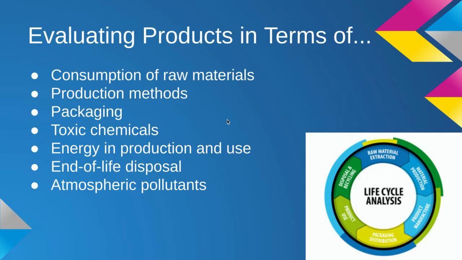Evaluating products. Okay, there's lots of different ways that we can evaluate our products and decide how to make them more green. So the consumption of raw materials, production methods, packaging, toxic chemicals, energy and production and use, end-of-life disposal, and the atmospheric pollutants.